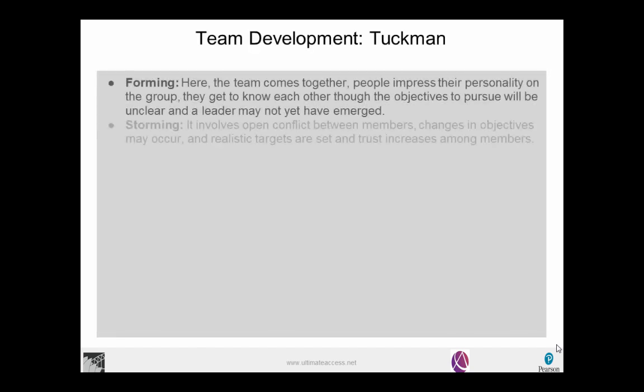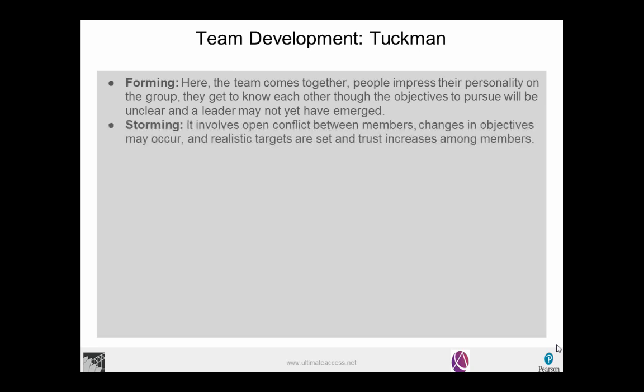Now, team development, Tuckman. Tuckman looked at 4 stages of how a team develops. The first thing he said is that the team forms. Okay, so here people come together, they impress personalities on each other, they get to know each other, but they still don't know what the objectives are clearly. All right, and the leader has not yet emerged from the team. So they form, they get to know each other.